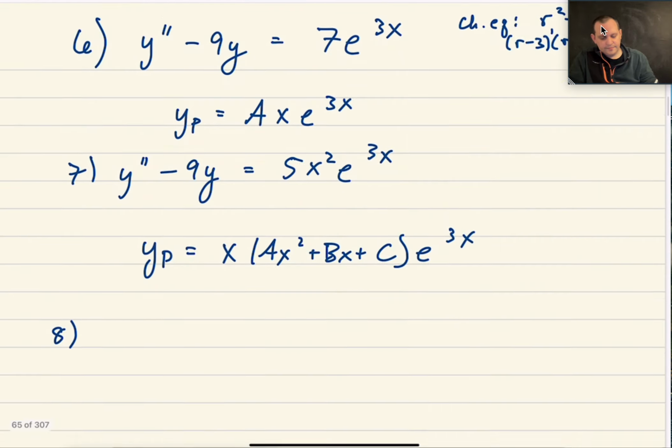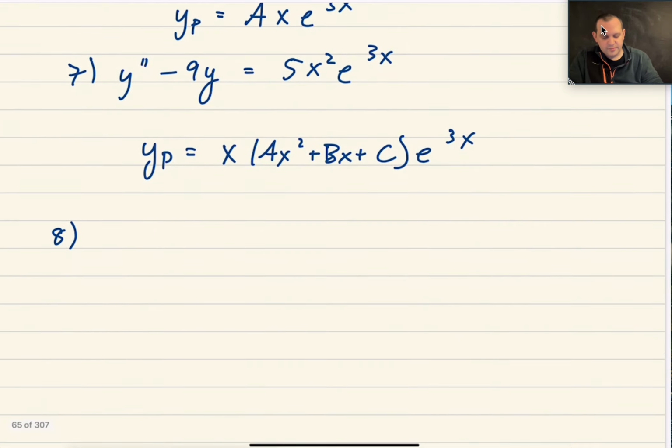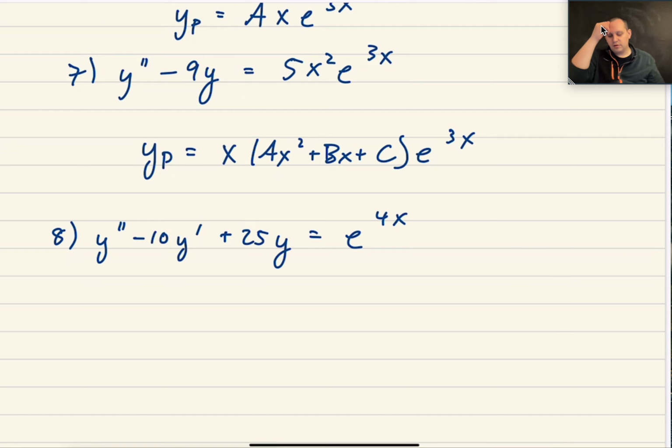All right, so now let's ramp this up one step further. Let's look at y double prime minus 10y prime plus 25y equals e to the 4x. So nothing really to talk about here. 4 is not a root to the characteristic equation of the associated homogeneous equation, so all we're going to get for a particular solution is going to be a e to the 4x. So that's all there is there.